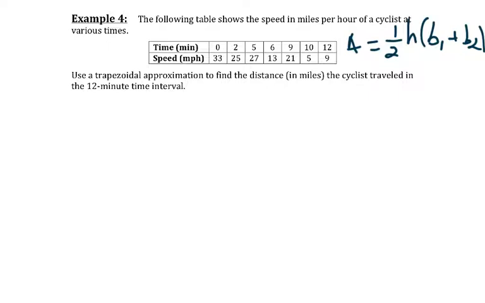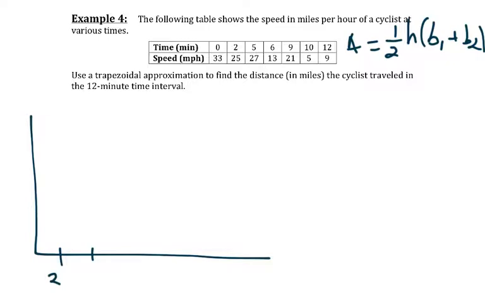Okay, so in this case, what we can do is graph these points so that we can imagine what the graph is. So we can do x values 0, 2, 5, 6, 9, 10, and 12. And 0 is 33, so that's the first one.